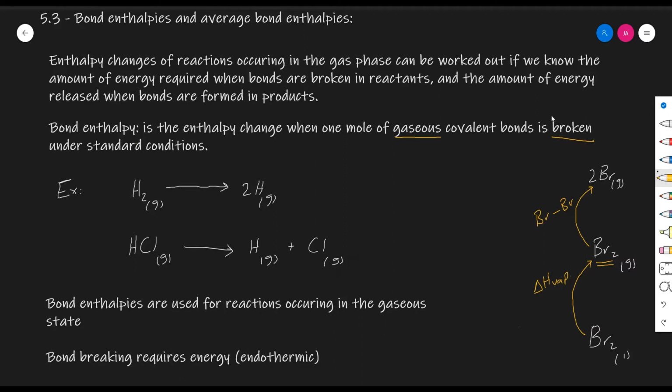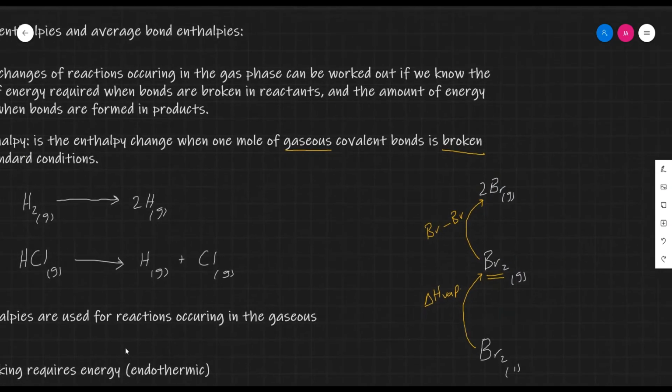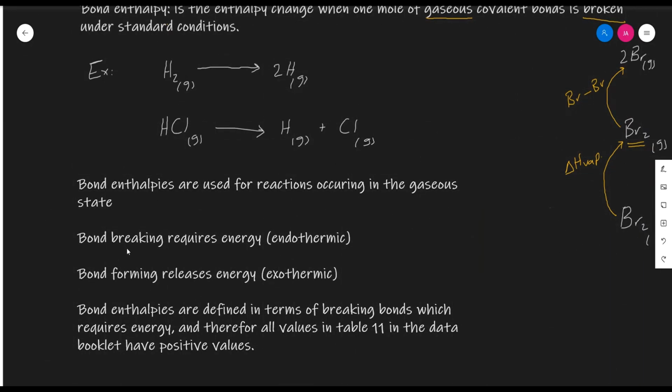The other word you need to notice is broken. To break a covalent bond requires energy, because these two atoms are bonded and they are stable, and thus to break them apart, we need to supply them with energy to form unstable atoms. On the other hand, bond forming is an exothermic process, since these unstable atoms, when they form a bond, they become more stable, thus releasing energy. This is stated over here. I've stated that bond breaking requires energy, which is an endothermic process, while bond forming releases energy, which is an exothermic process.